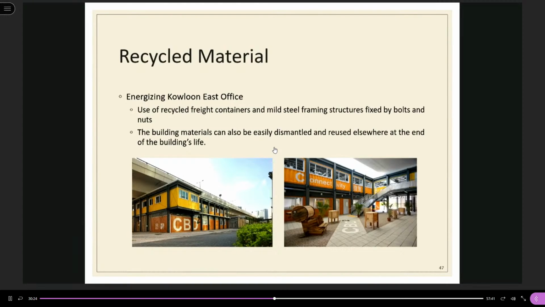And this is the Energizing Kowloon East office. They use recycled shipping containers and a mild steel frame structure fixed by bolts and nuts. The building materials can also be easily dismantled and reused elsewhere at the end of the building's life. So this office is in Kwun Tong. They make use of used containers as the structure of the building.